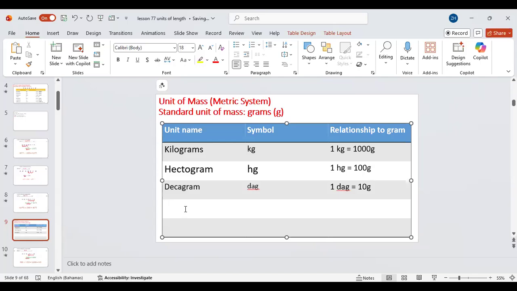So now we have grams. Grams is the base unit, right? So what's the symbol for grams? G, very good. Small g. Come on, small g.